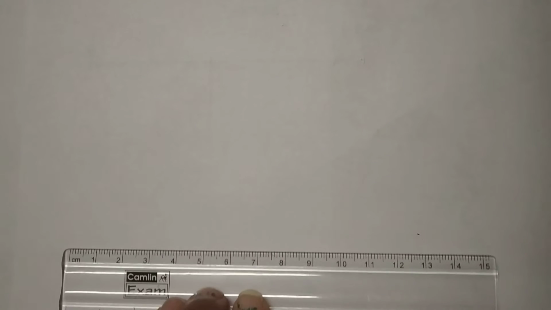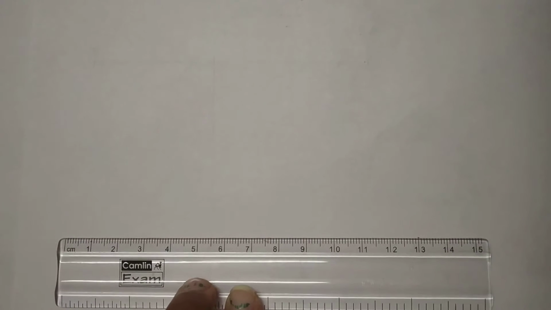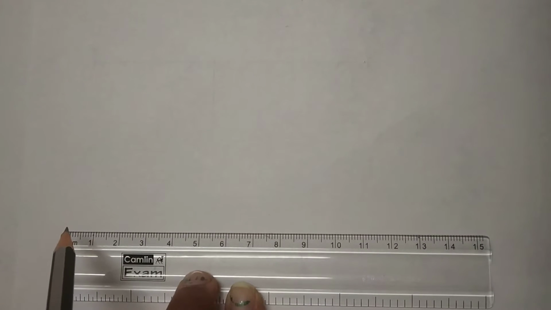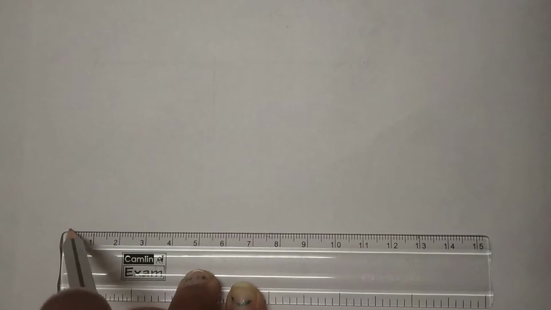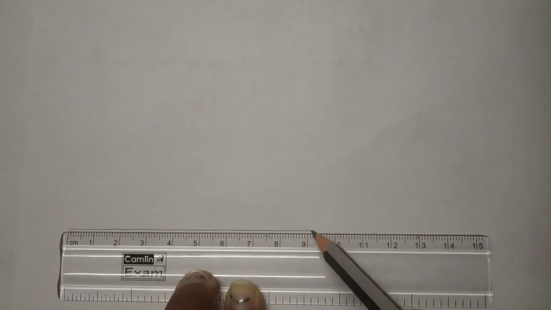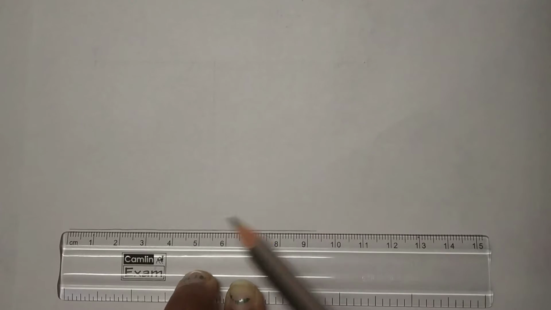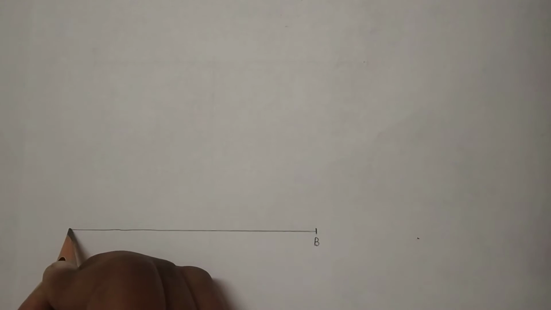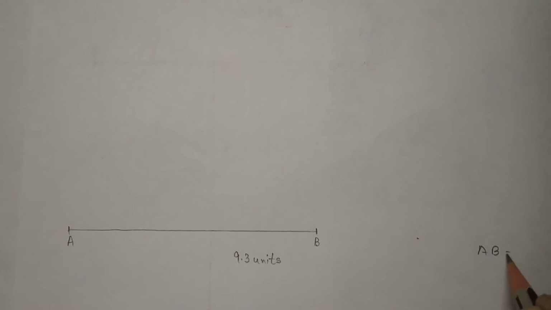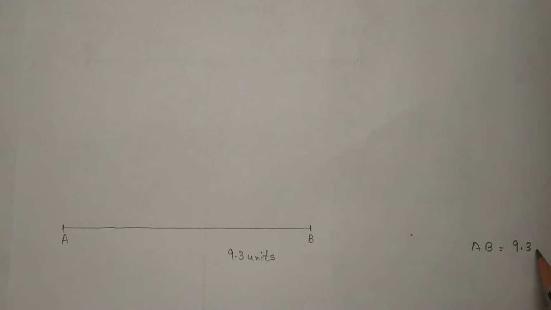Now, take a ruler, right? Now, draw a line of 9.3, that is 9, 1, 2 and 3. 9.3, and mark it as A, B. This is 9.3 units. AB is equal to 9.3 units.